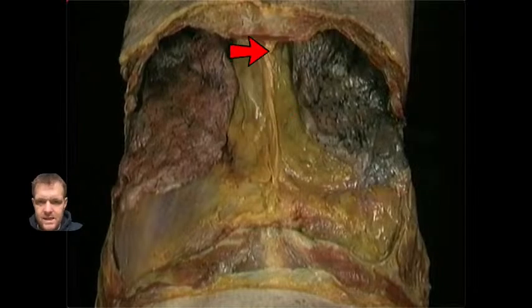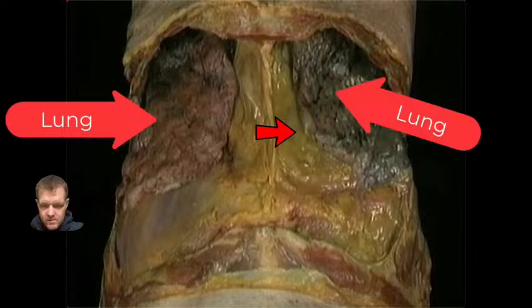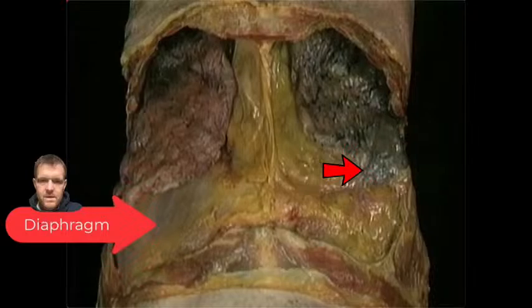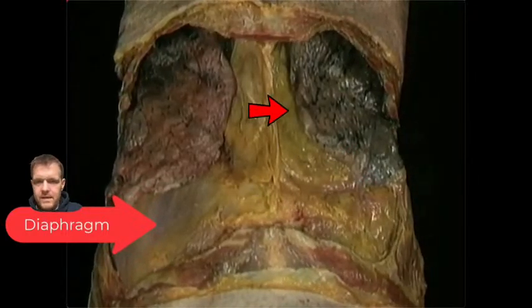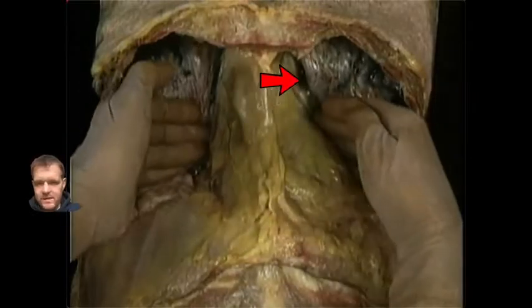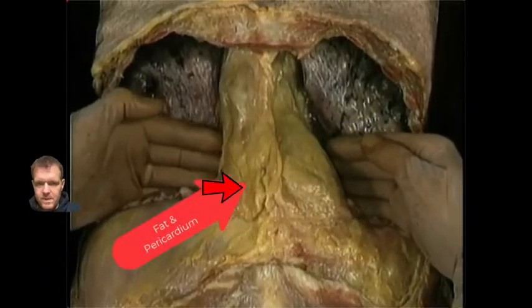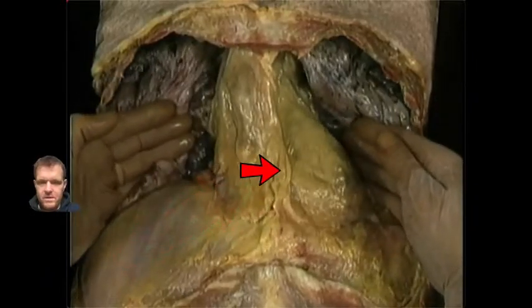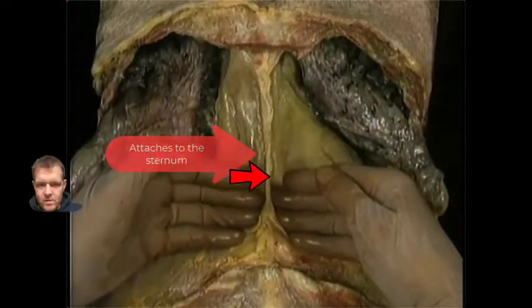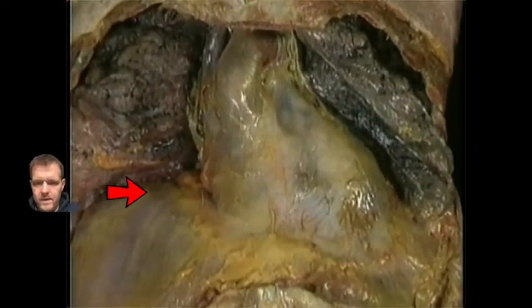So let's have a look at this. We're focusing on this section here. We've got two lungs, obviously. Diaphragm just here. And then this area here is where the lungs would normally fill that space. They've been deflated. And you can kind of pick up the heart. So the heart is within there, and there's your fat and pericardium. And then there's your pulmonary vessels, veins and arteries. That central line there attaches to the sternum at the front. Okay, so the heart isn't just flopping around.